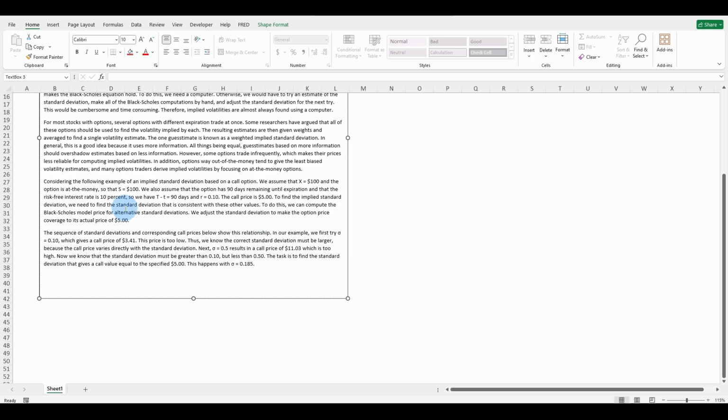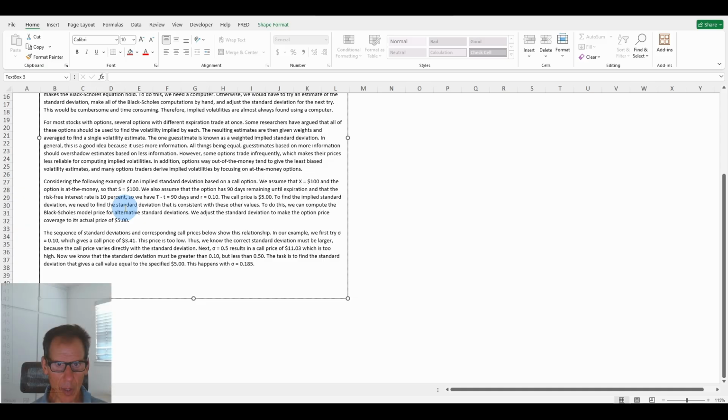Consider the following example of an implied standard deviation based on a call option. We assume that X equals 100 and the option is at the money, so that S is equal to 100. We also assume that the option has 90 days remaining until expiration and that the risk-free interest rate is 10%. So we have T minus t equals 90 days and r is equal to 0.10. The call price, $5. The stock price, 100. To find the implied standard deviation, we need to find the standard deviation that is consistent with these other values.